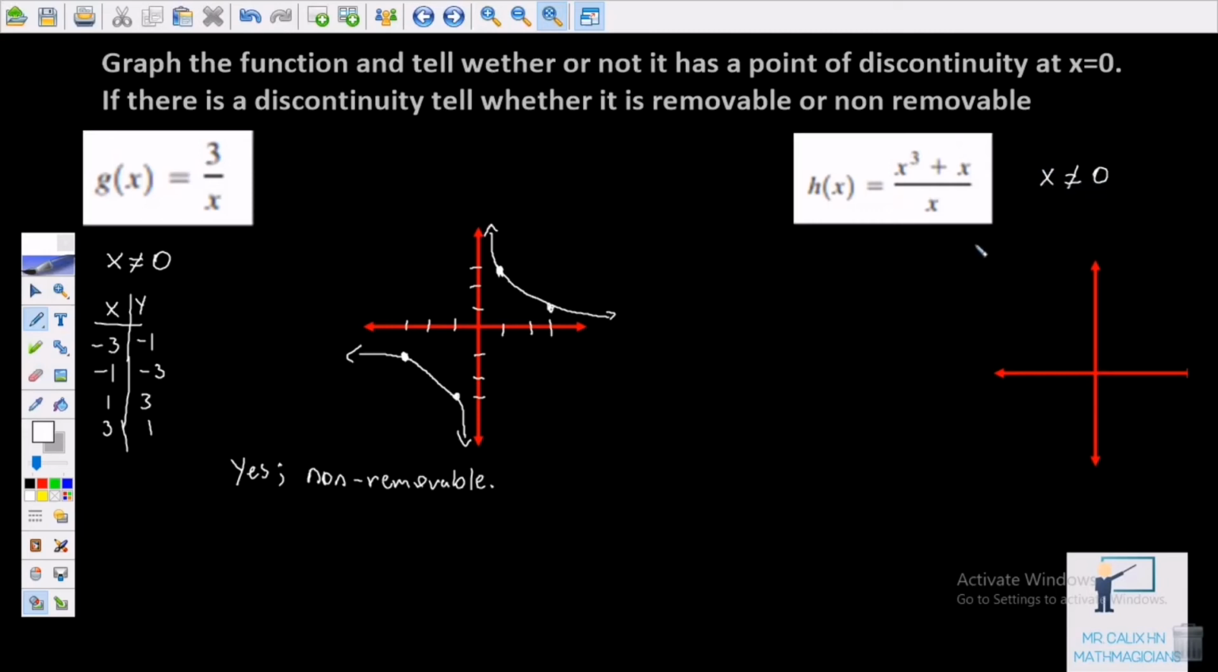The same thing that we did in this exercise, we're going to find the restriction, and the restriction is actually the same. X cannot be 0. That means that in our table of values, we're going to exclude that 0. We're going to use the same numbers we used in the last exercise.